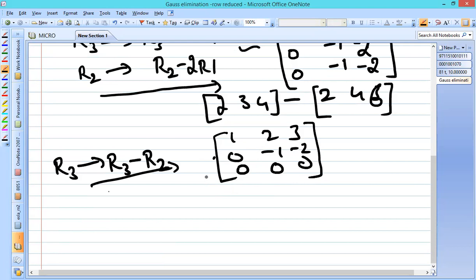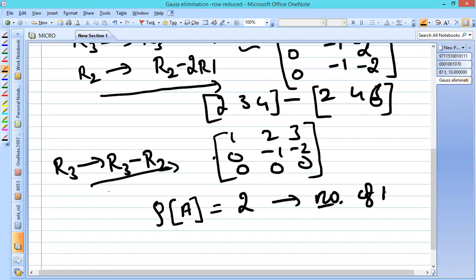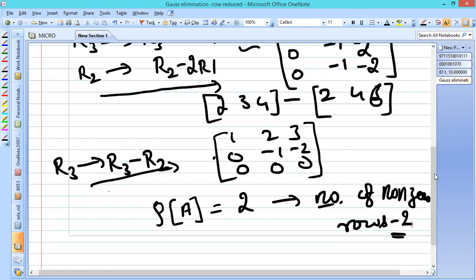So here, eliminating or leaving the rows of 0s, the remaining 2 rows have non-zero elements. The number of rows with non-zero elements shows the rank of a given matrix. So you can write the rank, denoted as rho. The rank of the given matrix, rho of A, is equal to 2, as the number of non-zero rows is 2. So that itself represents the rank of a matrix.